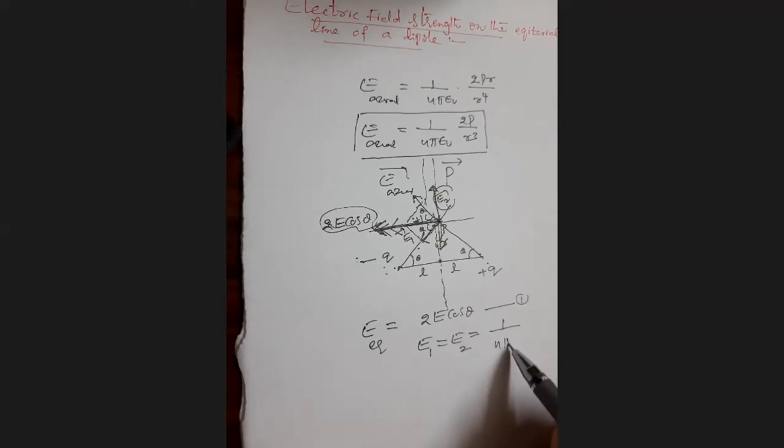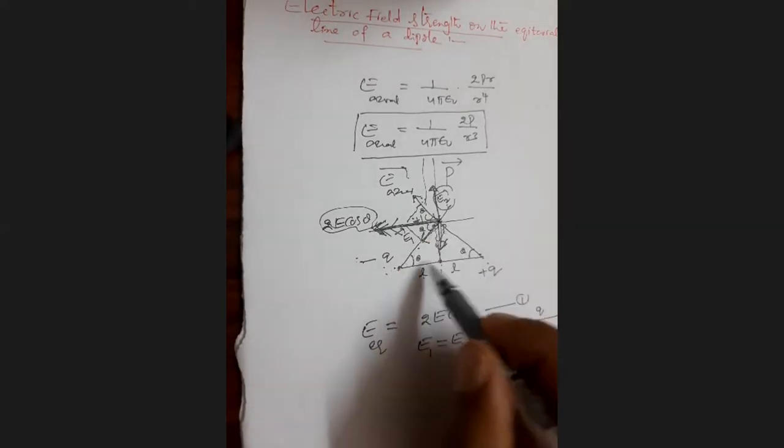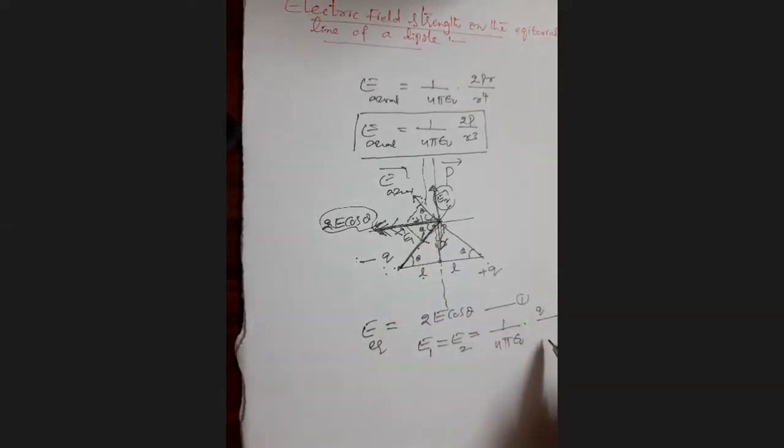That's the value 1 by 4 pi epsilon naught, q by... if it is L, if it is R, from Pythagoras theorem, the distance of minus q to this point is root of r square plus L square. But according to our formula, 1 by 4 pi epsilon naught q by x square, so whole square, you will get r square plus L square. This is E1 equal to E2.